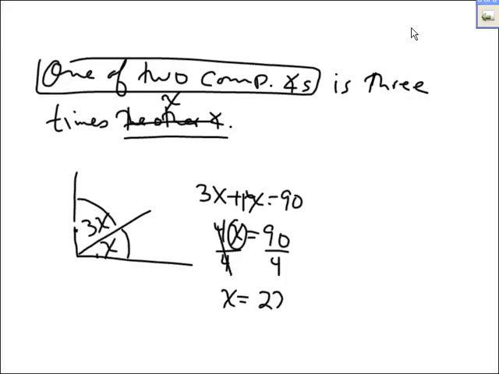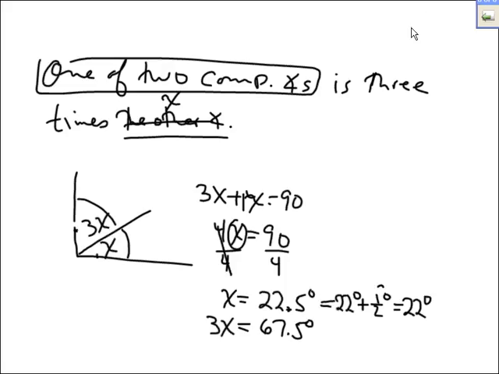If you suffer through the division, you'll get 22.5 degrees. So one angle is 22.5. Multiply it by 3, and you will get the other angle. Now, if you don't like decimal angles, remember 22.5 is 22 plus a half, or plus 0.5 if you like. Well, 22 degrees is 22 degrees, and a half a degree is 30 minutes. A whole degree is 60 minutes.